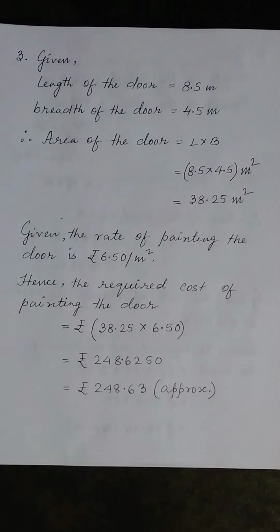Now see, the dimensions are given in meter and the rate is also given per square meter, so no need to change. Clear? If the unit of the dimensions and the rate doesn't match, then you have to change the dimensions. We will be getting this in the next question. So here no need to change anything.